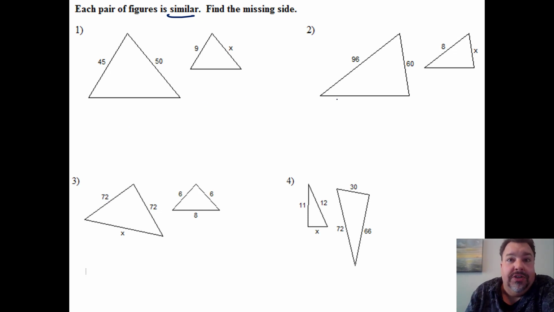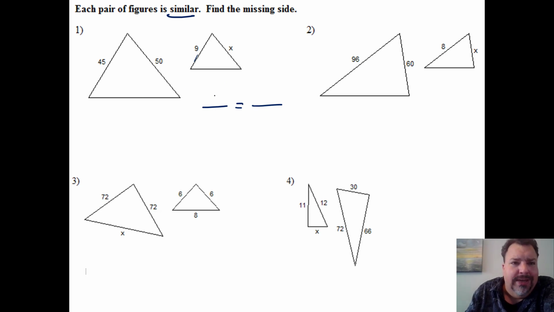And for the first two here, we've just got two sides and then a missing side. So we've got to set up a proportion. Notice for number 1, on the left, we've got 45. That's the short side of the left triangle. And then we've got 50. That's longer. And here, 9 is the shorter side. X looks like it's the longer side. So we can set up a proportion.